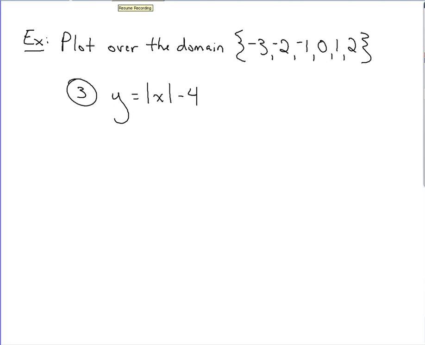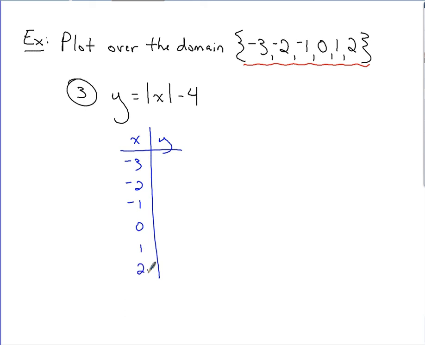So being asked to plot some points over a given domain, I have to recall that domain has to do with all the x values, right? All the possible x values. So if I could set up a little xy chart here to plot my points, I know that the x values would be -3, -2, -1, 0, 1, and 2 for all of these.